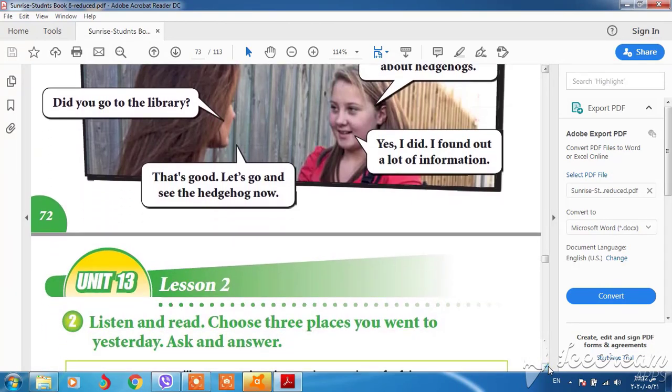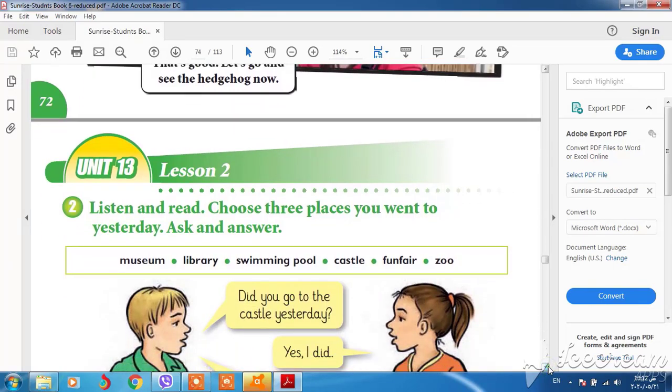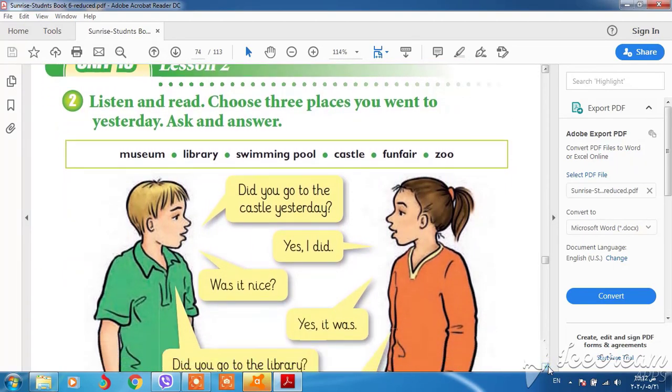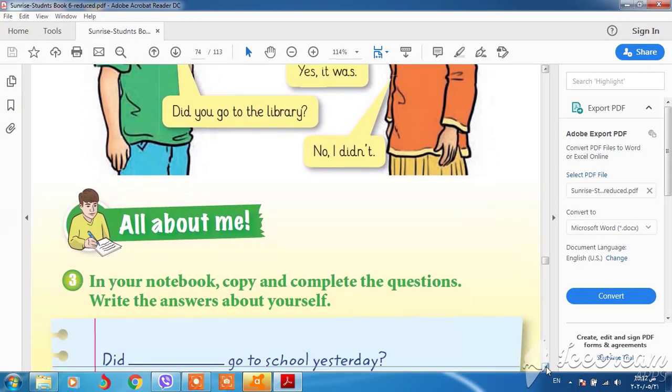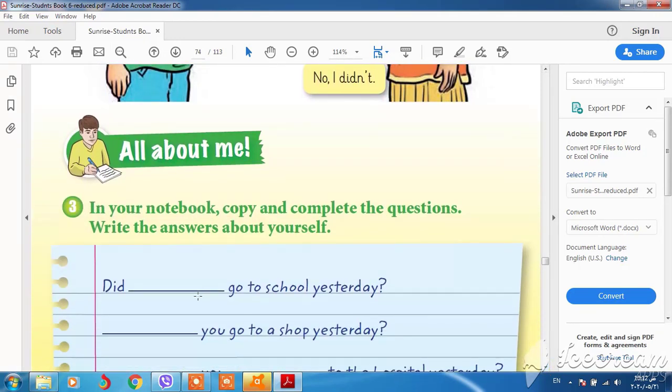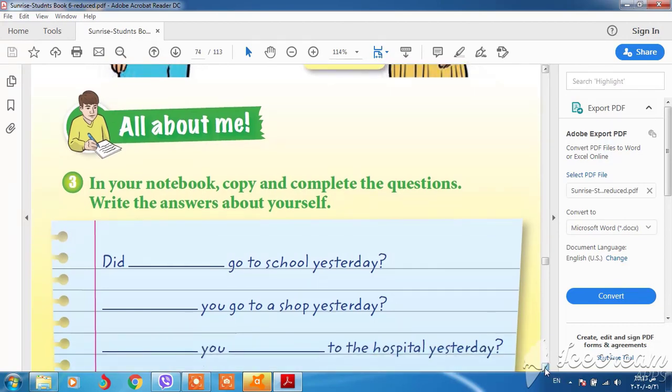Okay, and in this unit, also this lesson, we have some places like museum, library, swimming pool, castle, fun fair, and we have zoo. Did you go to the castle yesterday? Also, it's a question, and the answer will be shorter. You can write anything about yourself, and you can ask your friend, did you go to school yesterday? Yes, I did, or no, I didn't.